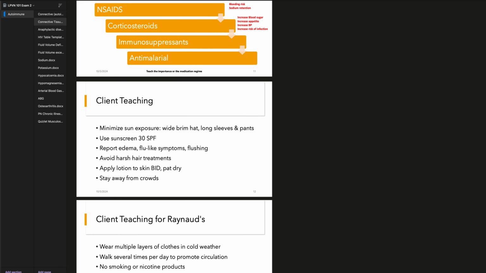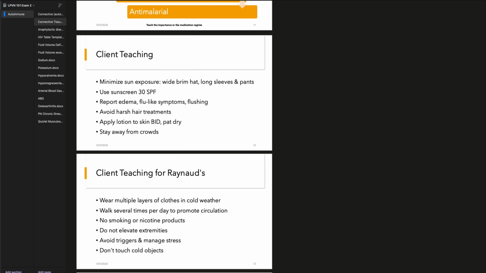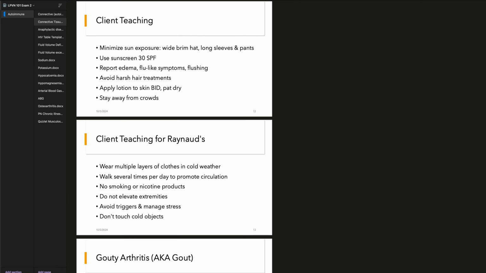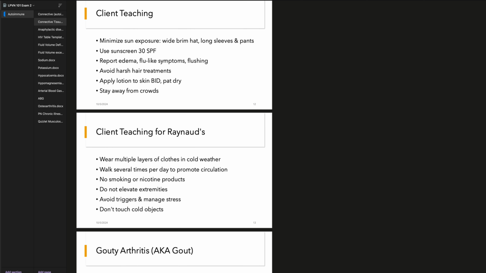Again, client teaching, stay out of the sun, okay? They need to report flu-like symptoms, and they need to take care of their skin. Stay away from crowds because they're going to be prone to infection. For Raynaud's, they need to wear multiple layers of clothes. They should walk to promote circulation or do some kind of exercise. They should not elevate the extremities. I talked about that. Avoid the triggers and don't touch cold objects.